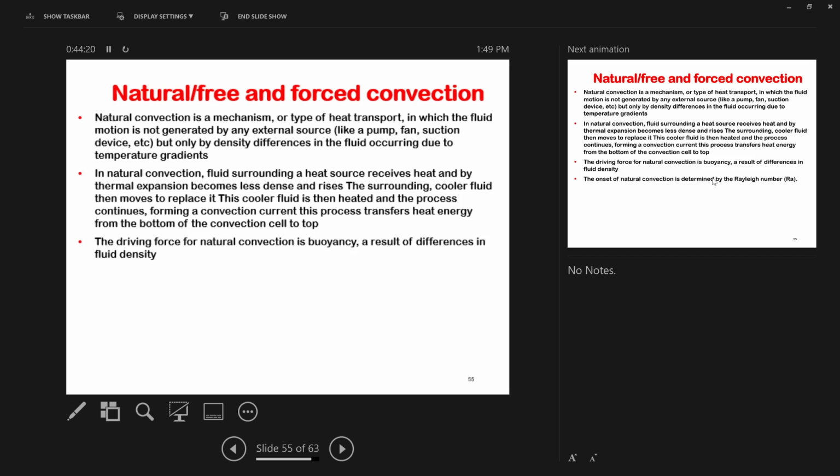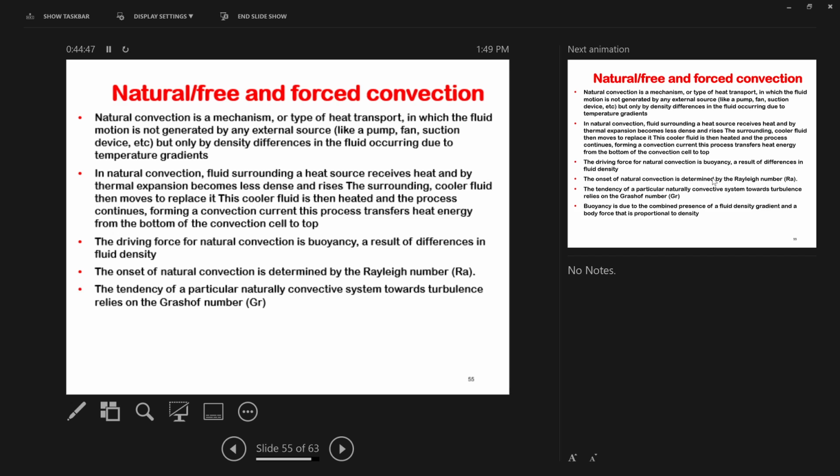I guess we talked about this. We also talked about the buoyancy, but there are a couple of non-dimensional parameters that become very important in natural convection that we'll talk a little more about in the next slide. The first one is the Rayleigh number. That is going to determine the onset of natural convection. The second one is the Grashof number, which is going to characterize the tendency of a particular naturally convective system towards turbulence.